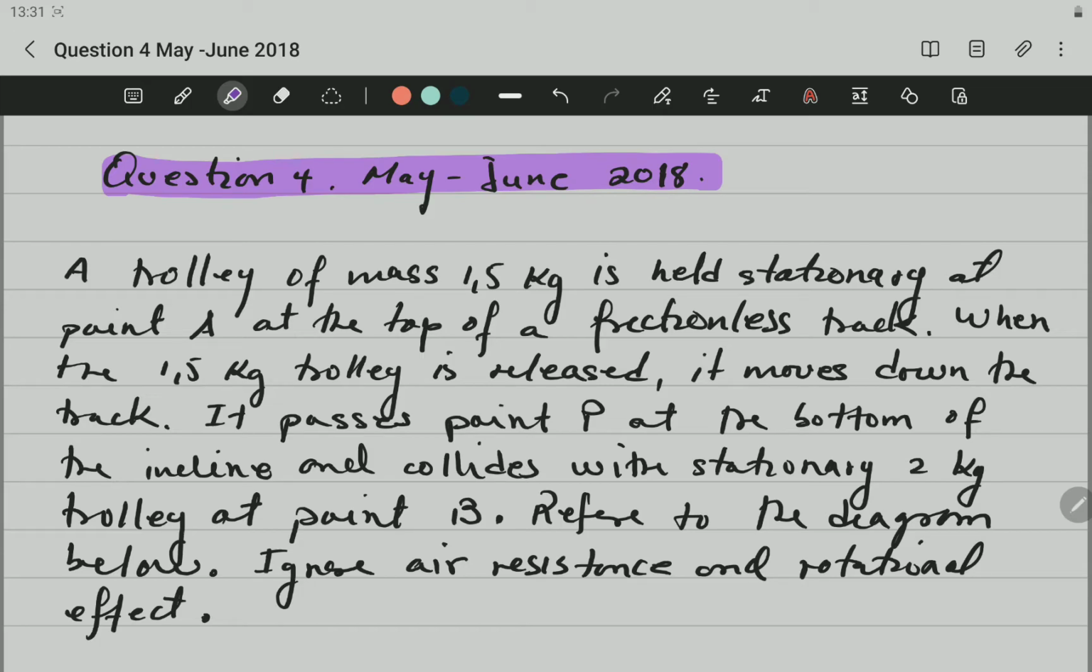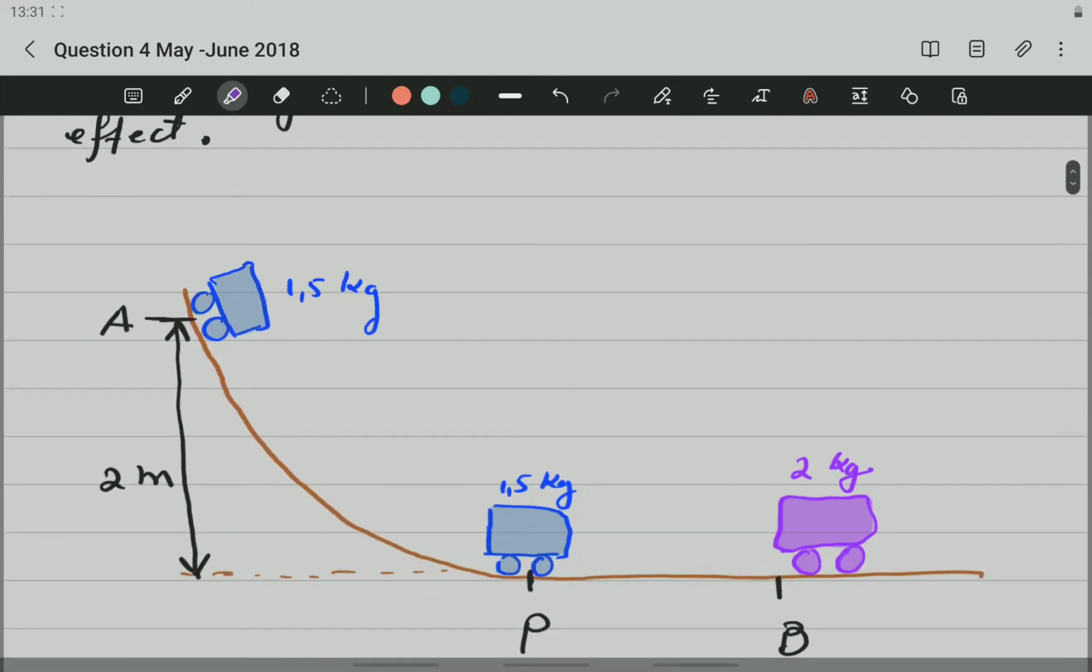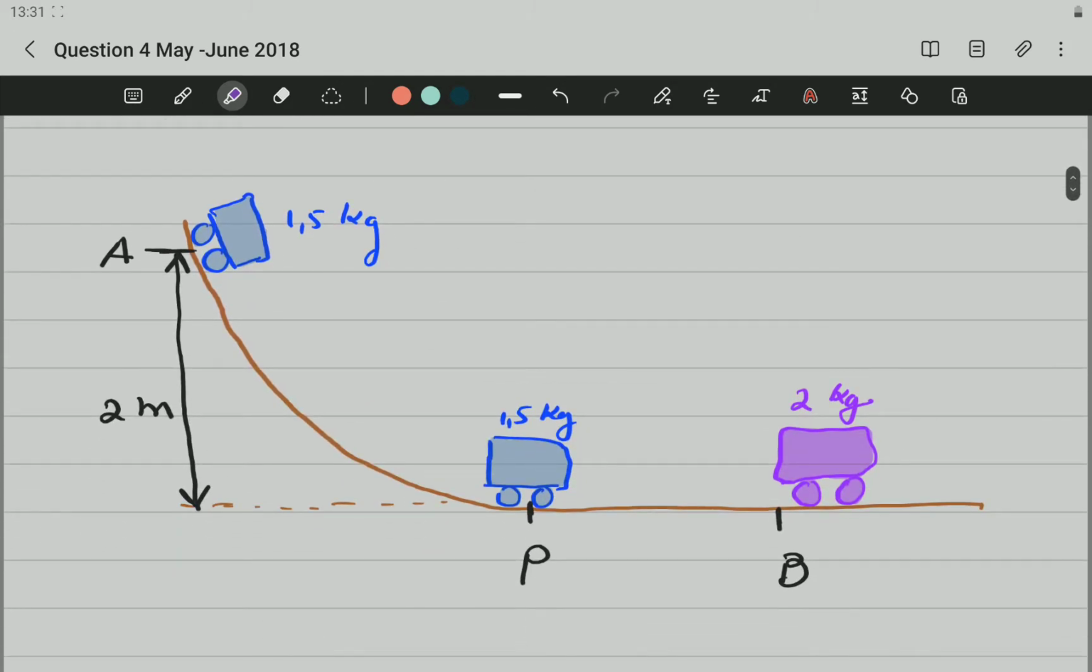This question says a trolley of mass 1.5 kilogram is held stationary at point A at the top of a frictionless track. When the 1.5 kilogram trolley is released, it moves down the track. It passes point P at the bottom of the incline and collides with a stationary 2 kilogram trolley at point B. Refer to the diagram below, ignore air resistance and the rotational effect. Here is the drawing. Here is what is happening.